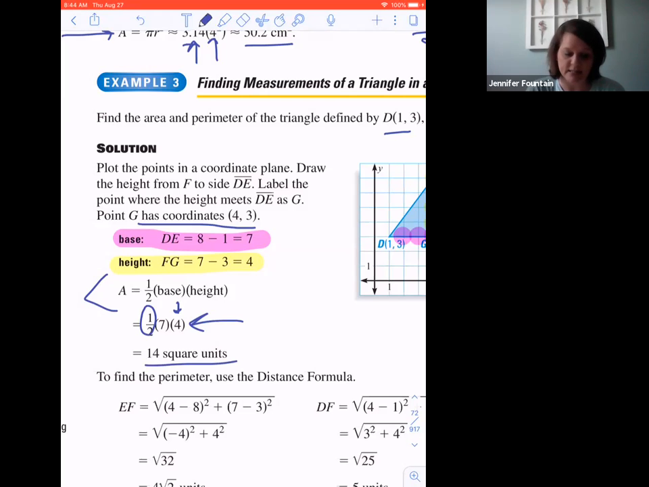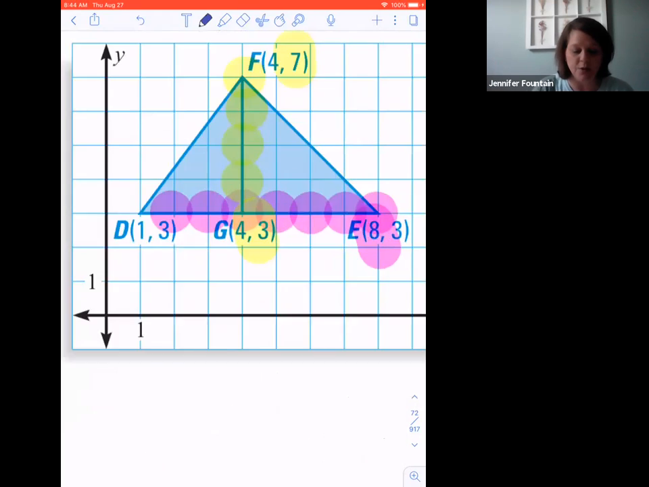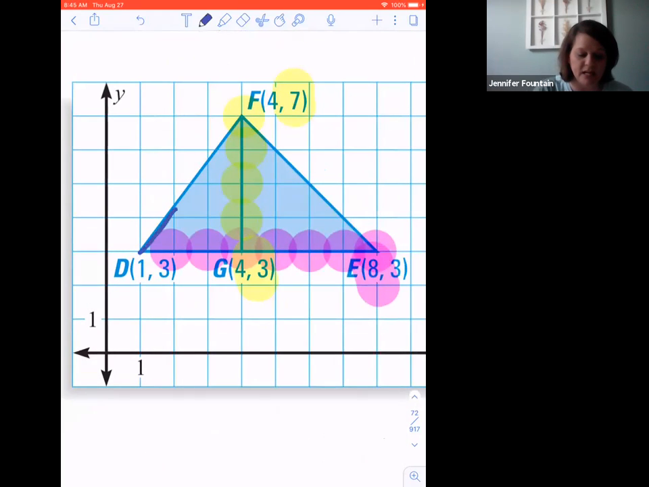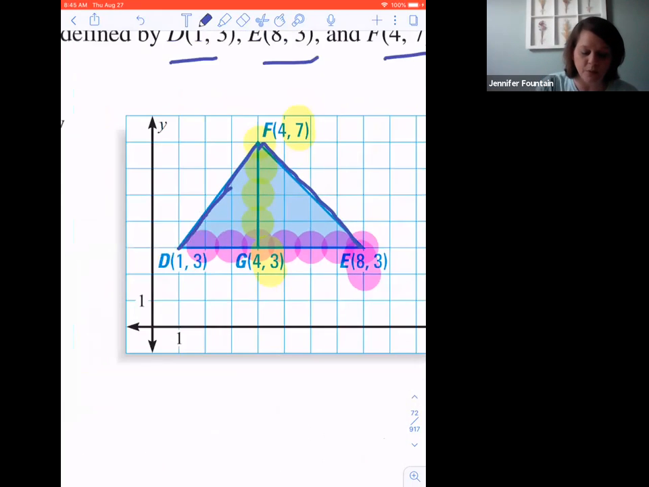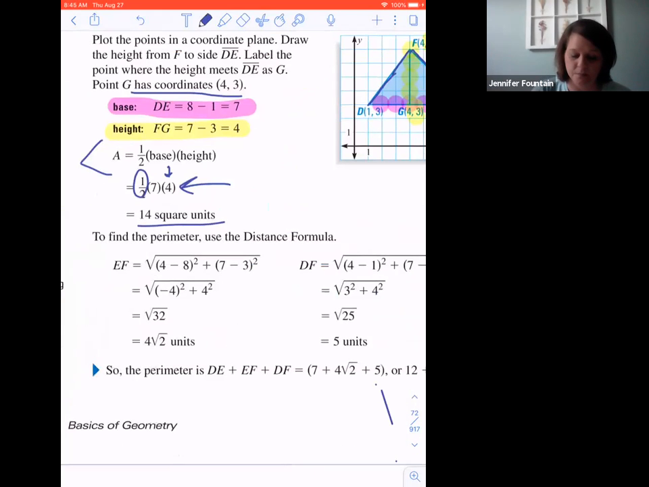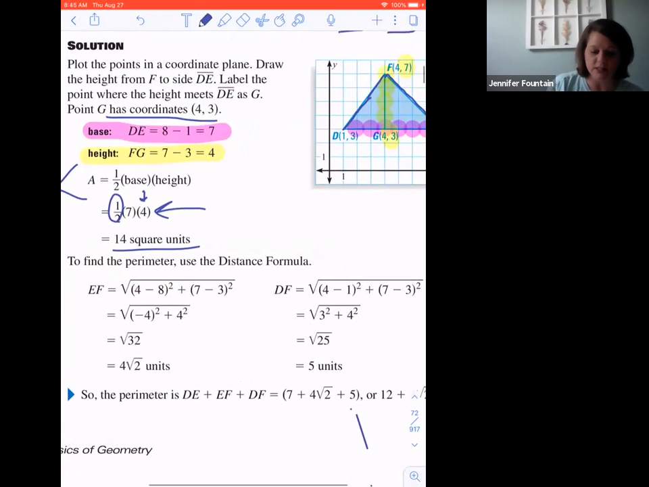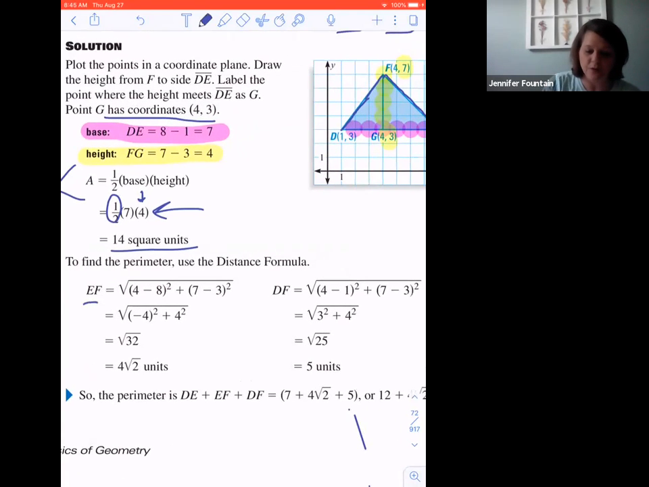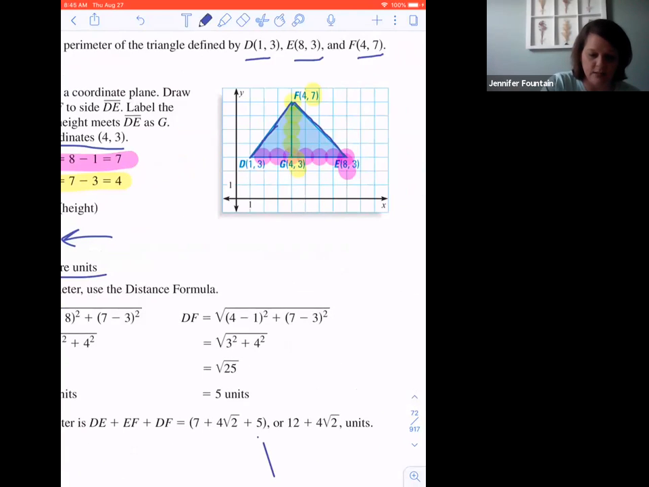Now, that's finding the area. Perimeter is not going to be so easy, because notice these lines are not always going through perfect locations. That one did, but sometimes they're not, so I can't count my slant lines. So to find the perimeter, I've got to use the distance formula. So I need to find E to F. Let me erase this real quick.